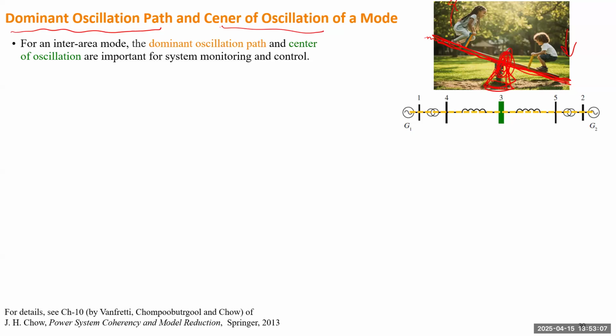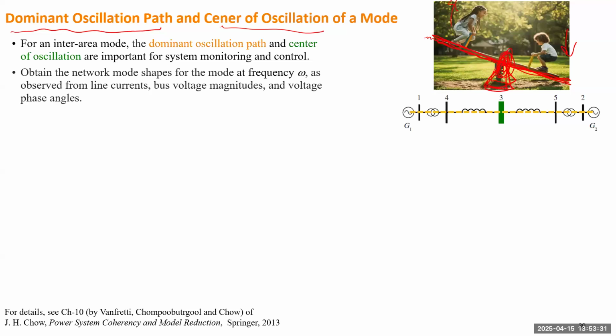The next, so this is what we assume for this very simple system. But if you have a very complex system, how do we know which transmission path is really the oscillation path, which path is really the center? So we have to do some study on this system to really understand what happened at the center and what happened on that path.